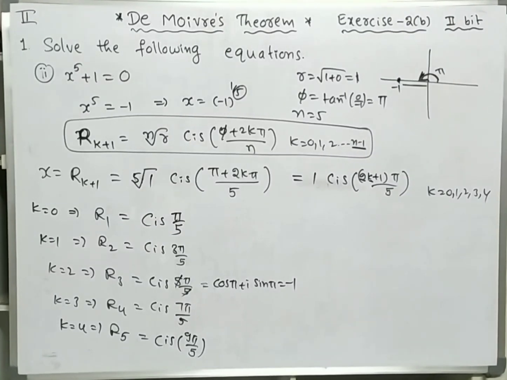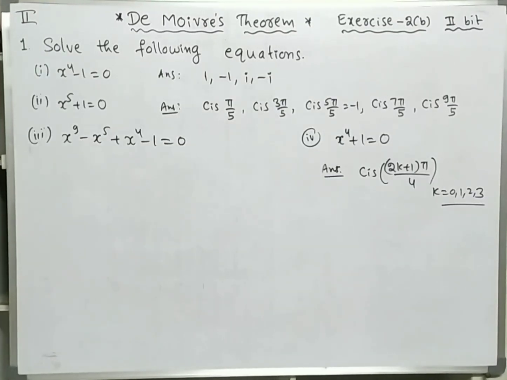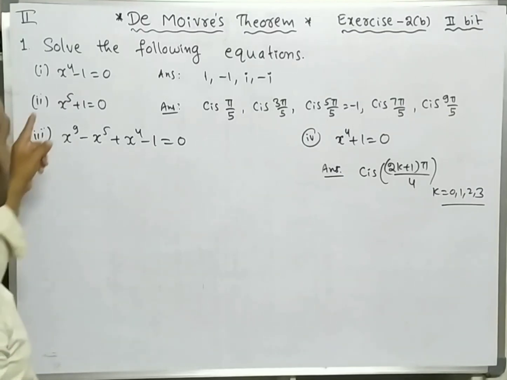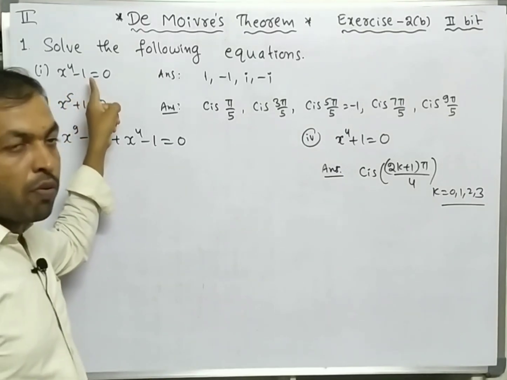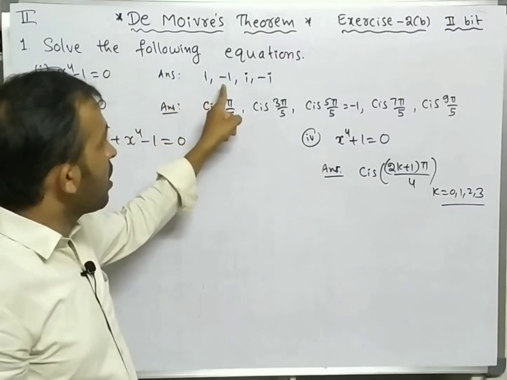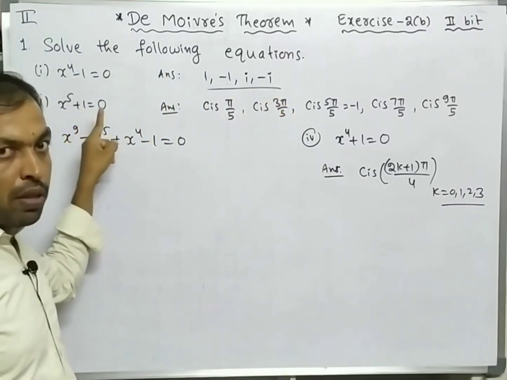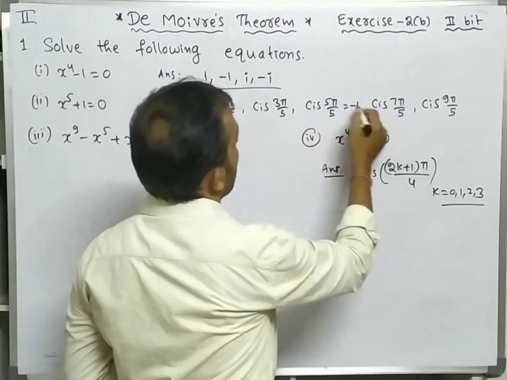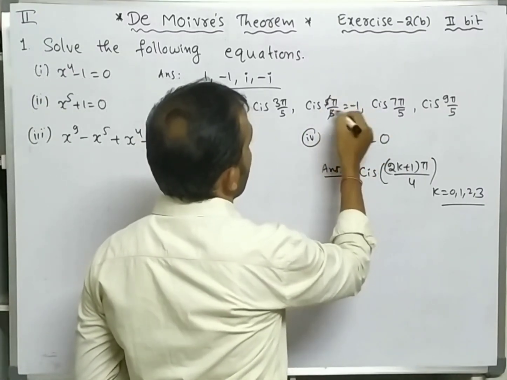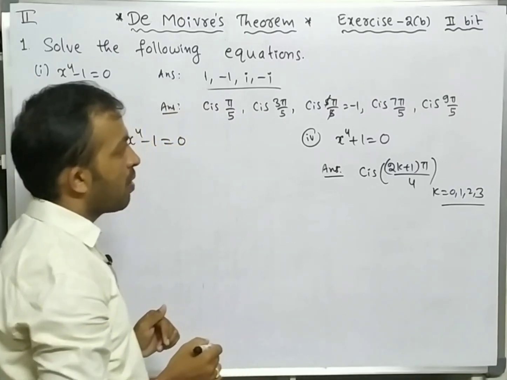Observe here, the third root is cis pi, that is cos pi plus i sin pi, and that value is minus 1. So in the first problem we have completed x power 4 minus 1 is equal to 0. The answer is 1, minus 1, i, minus i. And the second problem, x power 5 plus 1 is equal to 0. These are the solutions. Cos 5 pi by 5 can be written as cos pi, that is minus 1.